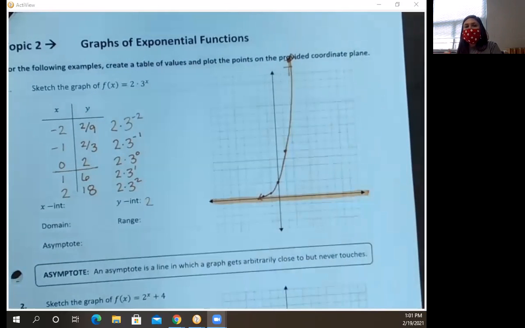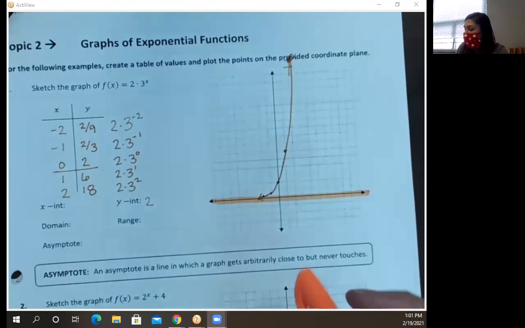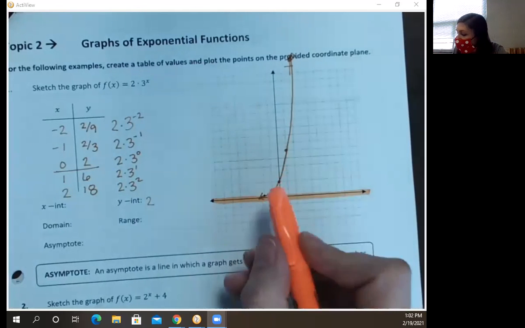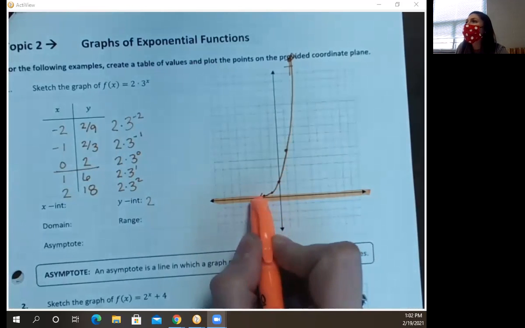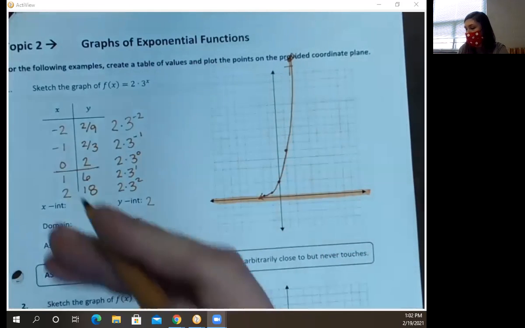So an asymptote is sort of like a force field on our graph. It sits at some value of y, and it won't let my graph touch it. It won't let anything touch it or cross it, like a boundary, okay? So that means that my graph can't ever actually touch 0 because I have an asymptote there, which means I can't have an x-intercept.